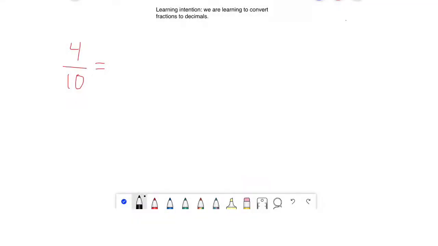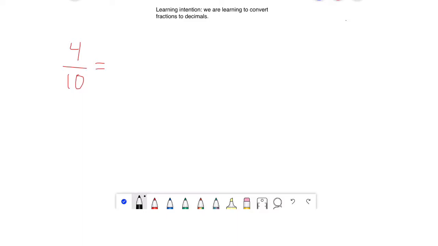Today we are learning how to convert from fractions to decimals. So here our equation is 4 over 10. As you can see, the 4 is the numerator and the 10 is the denominator. To get into decimals, you have to first see how many zeros there are in the denominator, and if there are any, count them. In this case there's 1.